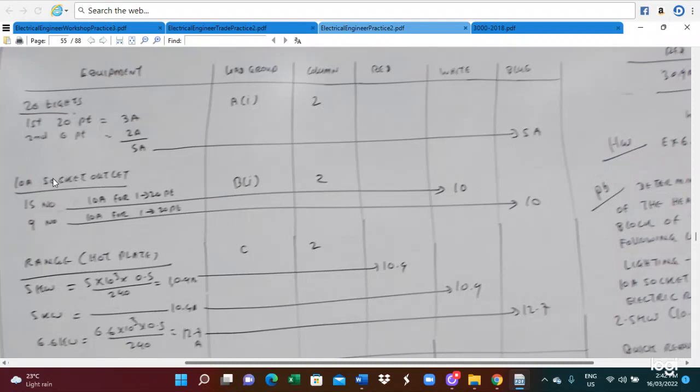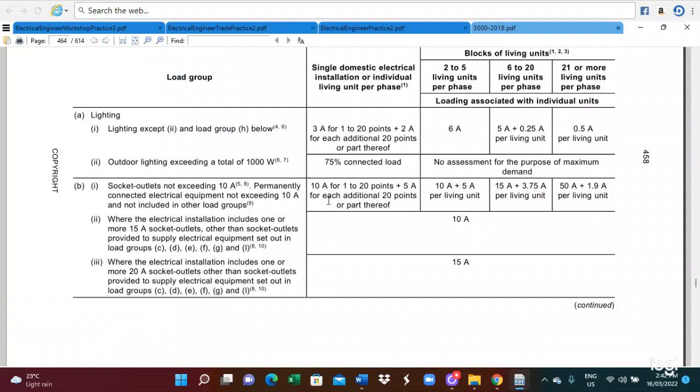And then you also see there are 10 ampere socket outlets. 15 of the 10 ampere socket outlets are located at the white phase, and 9 of the 10 ampere socket outlets are located at the blue phase. So we have to refer to the socket outlets rule, which is B1. In this case, 10 ampere for the first 20 points, 5 ampere for the additional 20 points. So this is the rule we have to utilize.